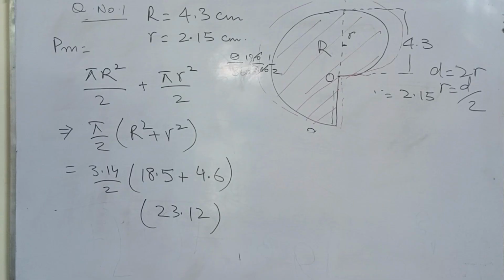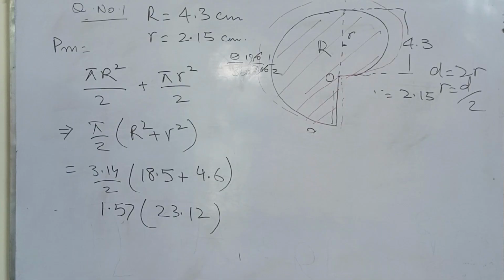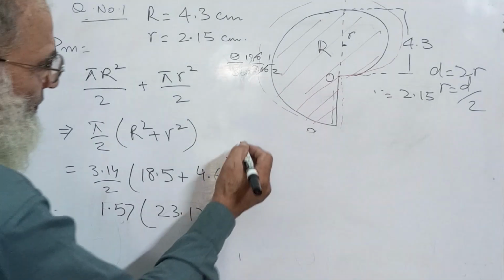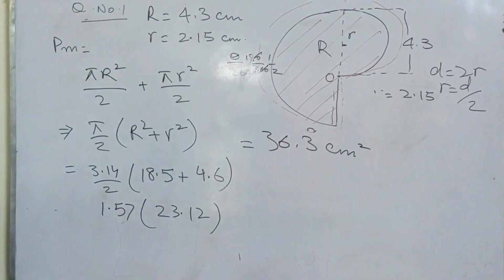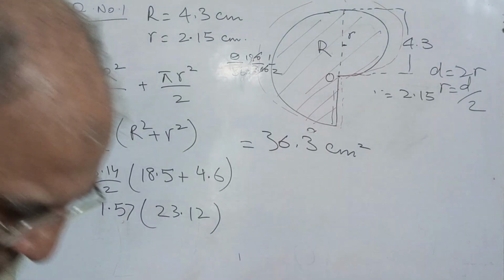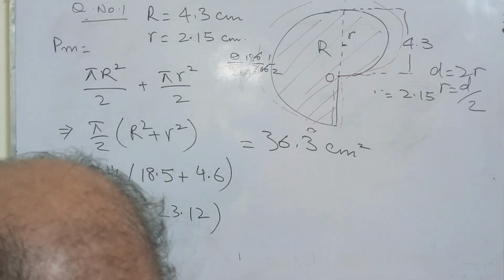Calculate this as well. 3.14 divided by 2. This will come 1.57. 1.57 multiplied by 23 point, it will become 36.3 centimeters square. 36.3 centimeters square. Let me check the answer. Yes, it is good now.